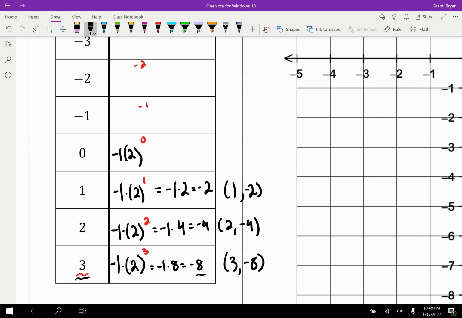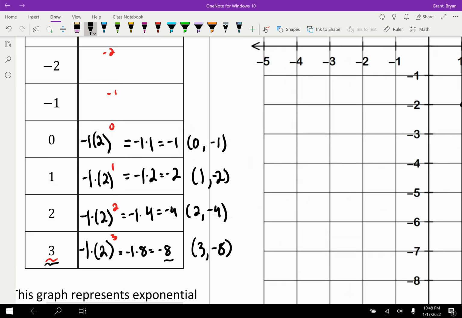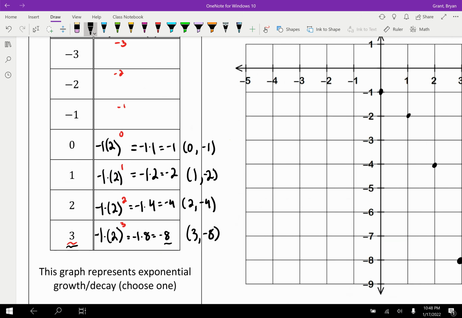-1 times 2 to the 0th. We've learned in the past that anything to the 0th power is just 1. And so that'll give us -1 here. That's our y-intercept, I think.